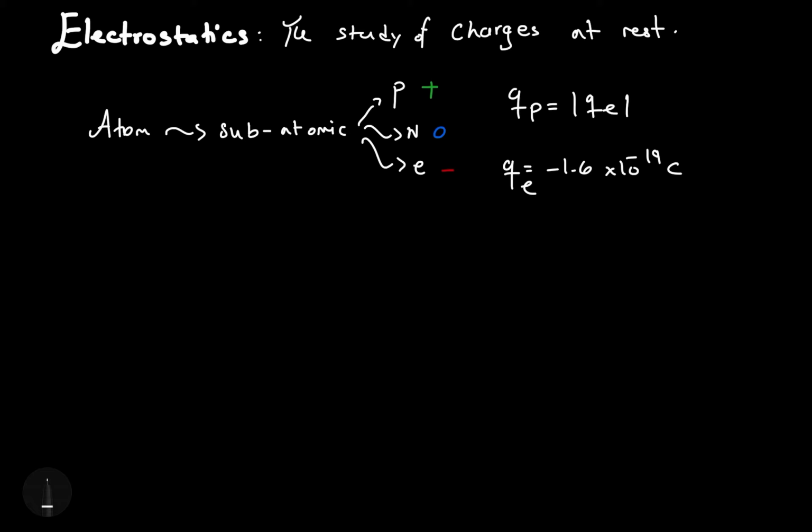The masses of protons and electrons are also important, with the proton being heavier than the electron. The mass of the electron is around 9.1 times 10 to the power of negative 31 kilograms, while the mass of a proton is around 1.67 times 10 to the power of negative 27 kilograms.